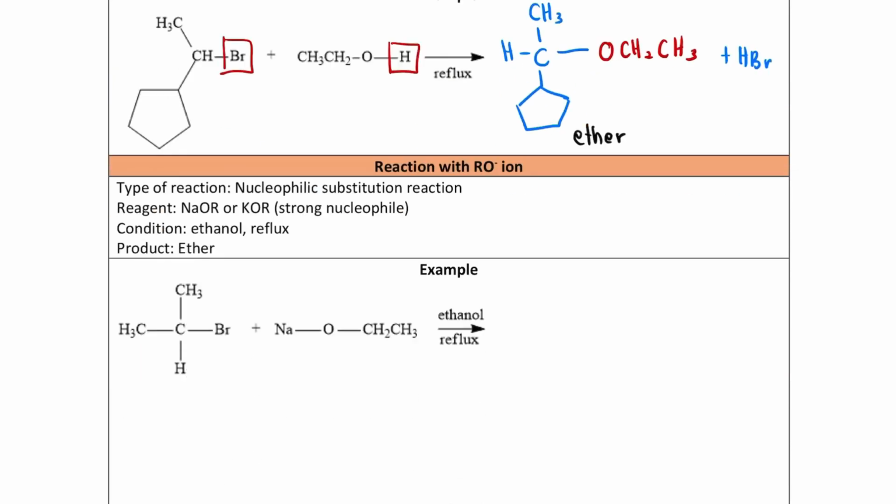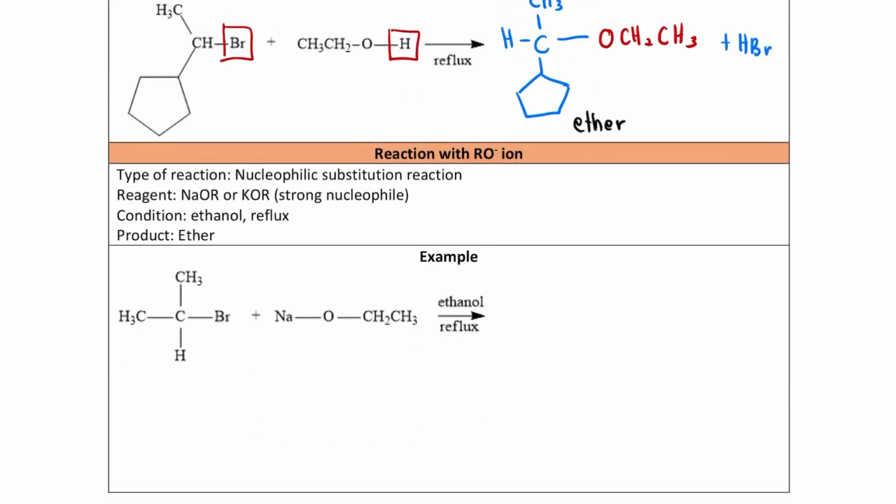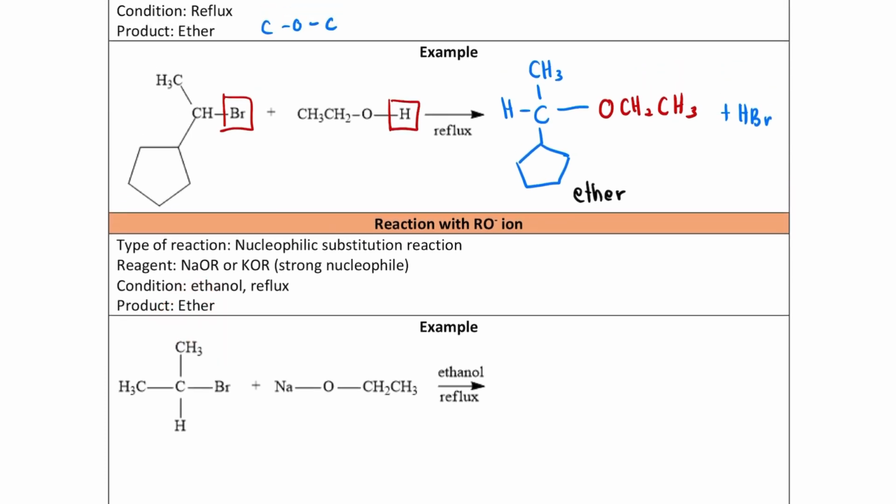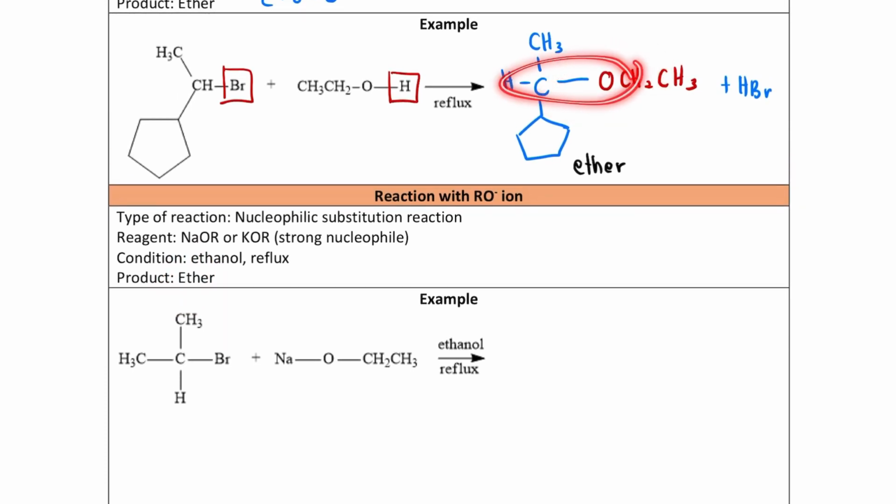So next kita tengok reaction with RO minus ion. R ni adalah alkyl lah. So type reaction sama, reagent kita NaOR. NaOR here can be macam NaOCH3 macam tu, ataupun NaOCH2CH3, tak kisahlah. Ataupun Na tu can be replaced with K pun boleh, potassium. Sama sahaja. So since there ada involved metal here, so we know that reagent ni adalah strong nucleophile. And our condition is ethanol reflux and our product will be ether. Ether means same as atas ni lah, kita akan form ether juga.